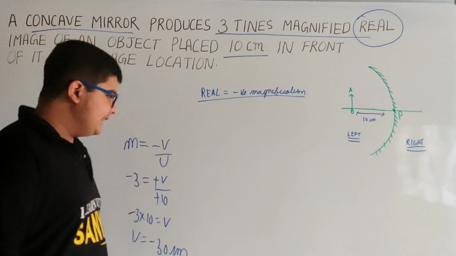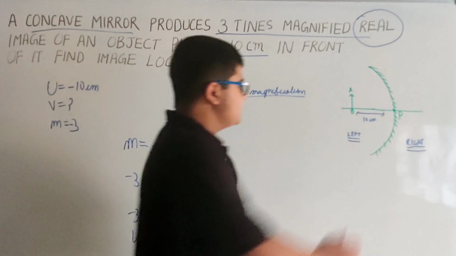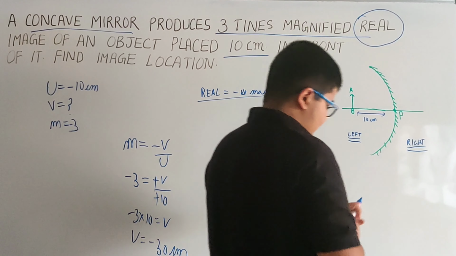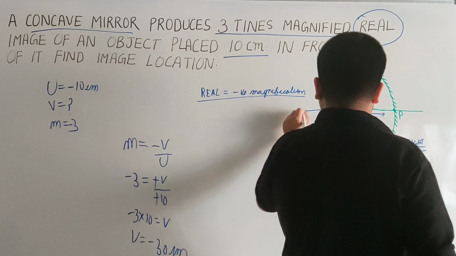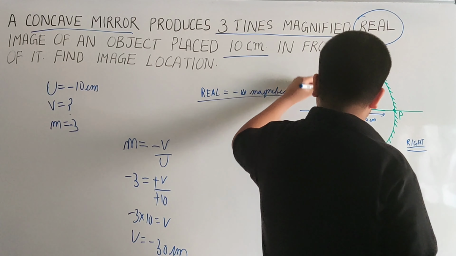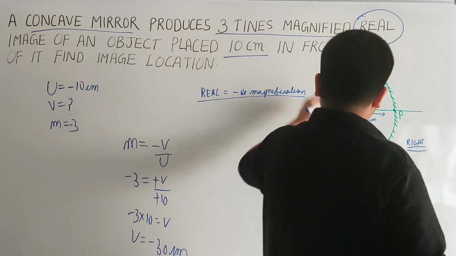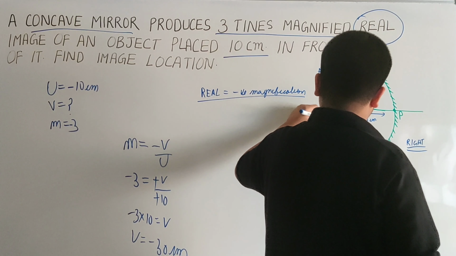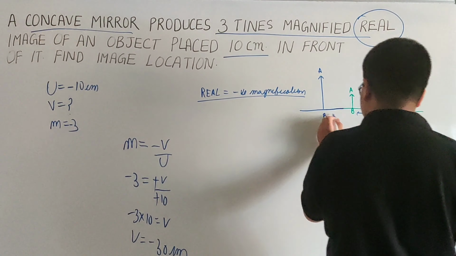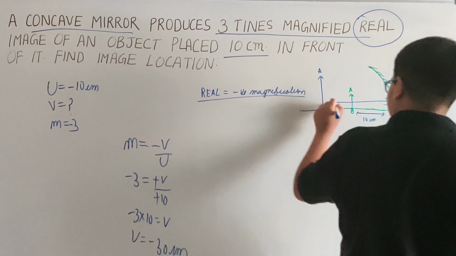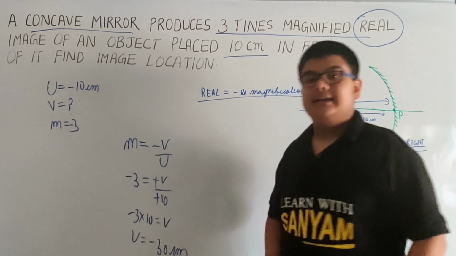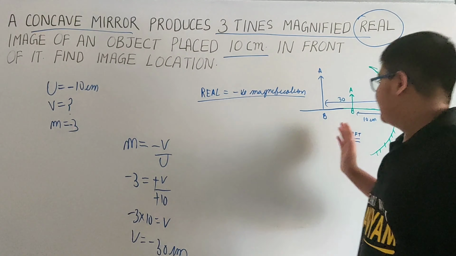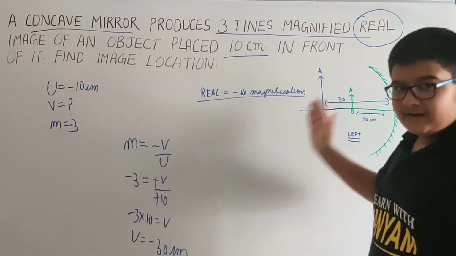Now the minus sign indicates that again the image is to the left side of the mirror. So basically if we extend this, then the image will be formed somewhere here. This will be 30. So from this we can infer that the image is formed 30 centimeter in front of the mirror.